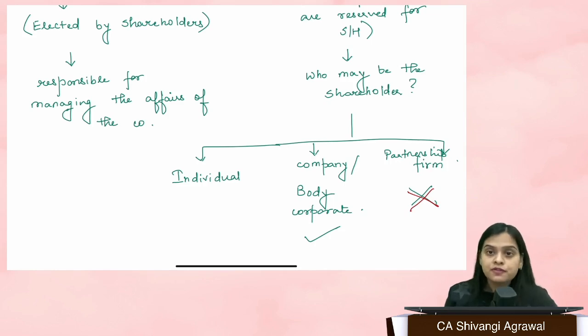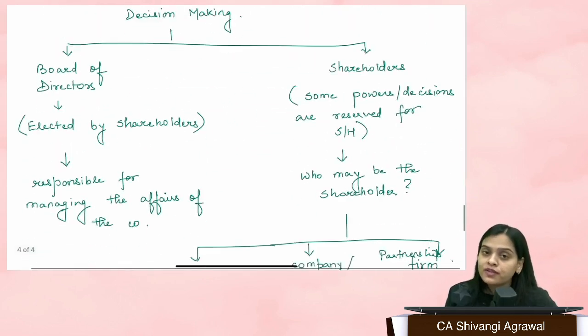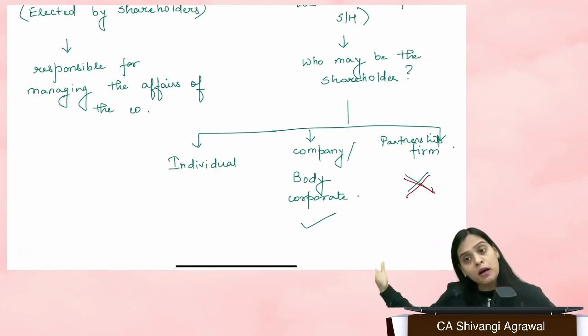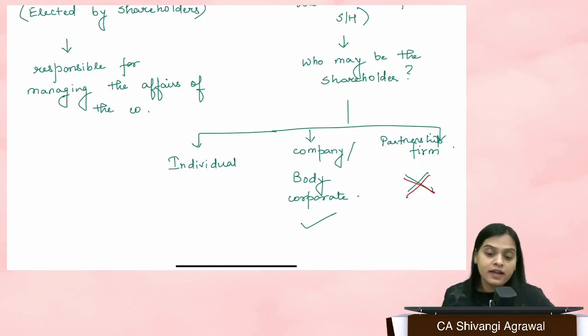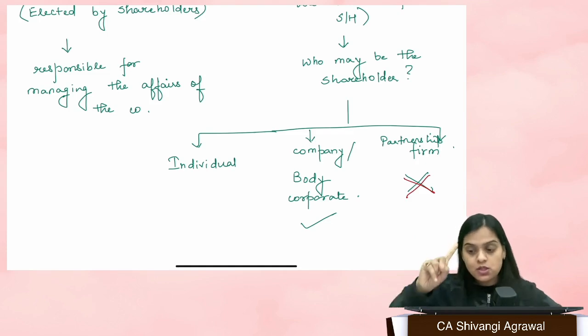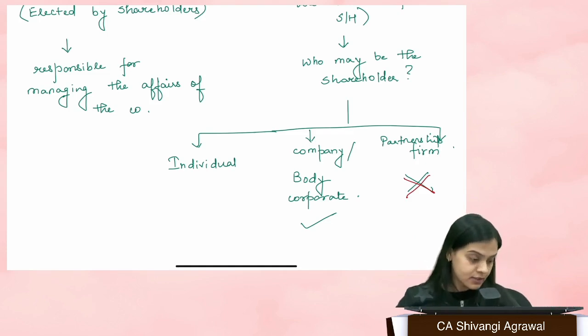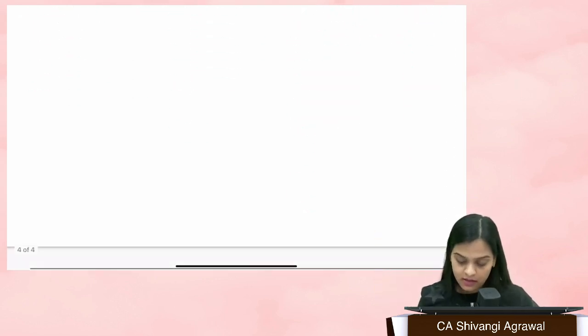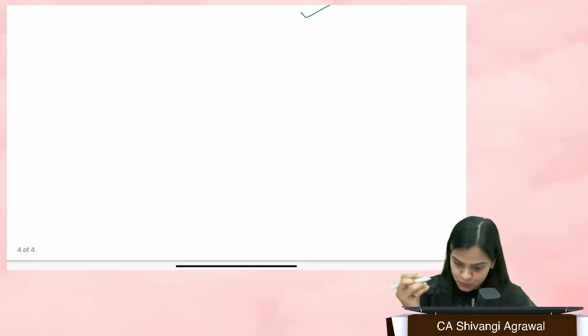So a partnership firm cannot be the shareholder of the company. However, an individual can be the shareholder of the company. A company can also be shareholder of another company. Okay, fine. There is one more thing that I will tell you, and thereafter we will proceed with the definitions. Okay, what is it, ma'am?